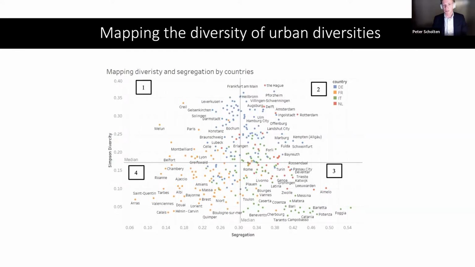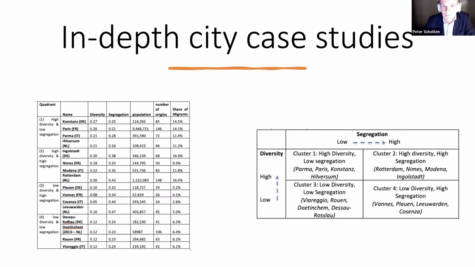We plotted them on a big map to see how much variation there actually is in terms of either diversification or segregation. And there we already came up with 4 clusters of cities, and we tried to build on those clusters. So from those clusters, we selected median cities from each of the 4 countries, which means that we ended up with 16 cities for more in-depth qualitative research, where we did interviews, document research, and literature research also.